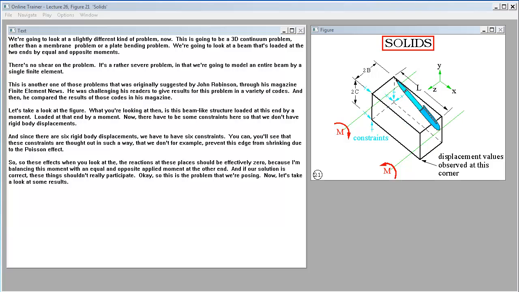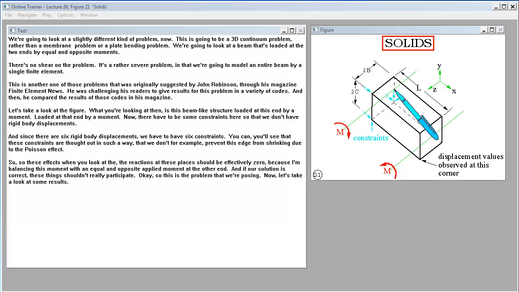What you're looking at then is this beam-like structure loaded at this end by a moment, loaded at that end by a moment. Now there have to be some constraints here so that we don't have rigid body displacements, and since there are 6 rigid body displacements, we have to have 6 constraints. And you'll see that these constraints are thought out in such a way that we don't, for example, prevent this edge from shrinking due to the Poisson effect.